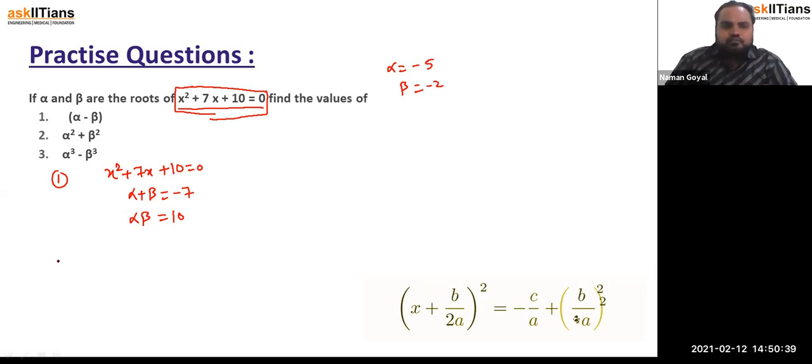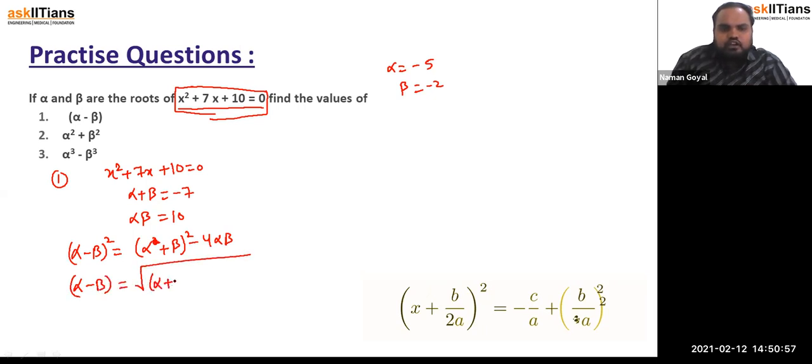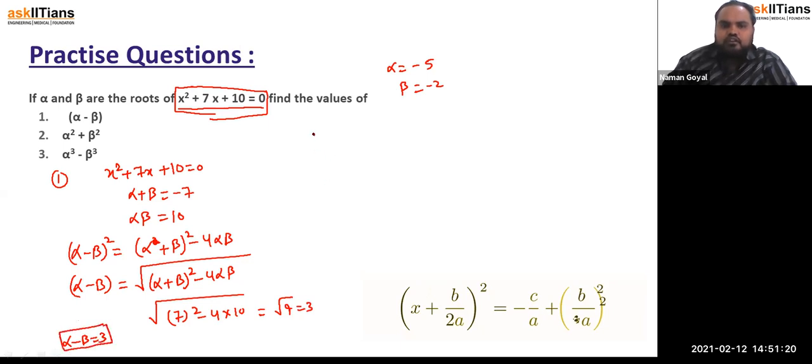Okay, so as we know, alpha minus beta whole square can be written as alpha plus beta whole square minus 4 alpha beta, right? So alpha minus beta is the under root of alpha plus beta whole square minus 4 alpha beta. So alpha plus beta is 7. So it becomes 7 square minus 4 into 10. So it becomes root of 49 minus 40, which is root 9, which is 3. So the value of alpha minus beta is 3.